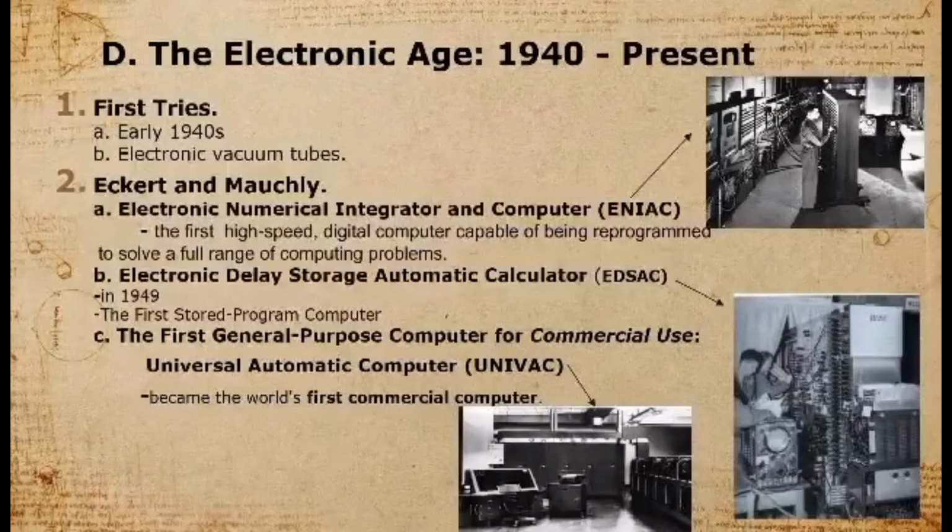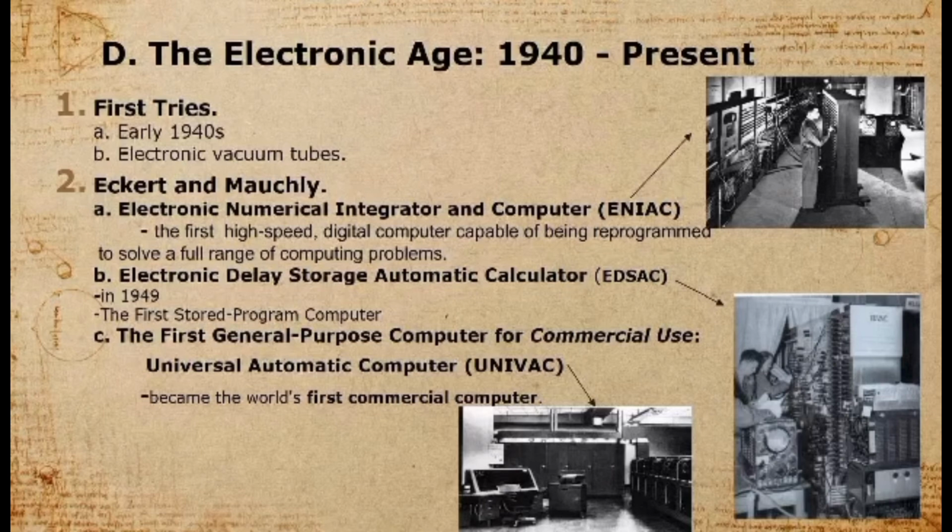The Electronic Age. First rise: early 1940s, electronic vacuum tube. Eckert and Mauchly built the Electronic Numerical Integrator and Computer, the first high-speed digital computer capable of being reprogrammed to solve a full range of computing problems. The Electronic Delay Storage Automatic Calculator, or EDSAC, in 1949, was the first stored program computer. The Universal Automatic Computer, the first general-purpose computer for commercial use, became the world's first commercial computer.